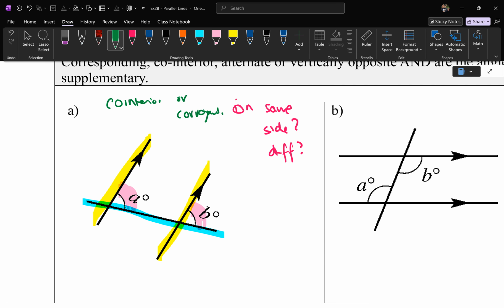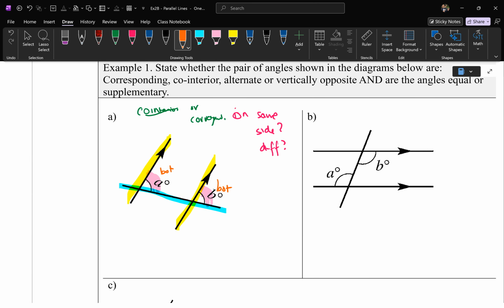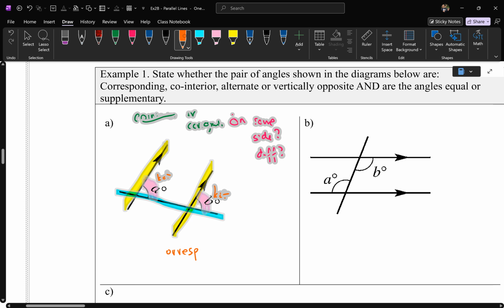For it to be co-interior, what do both angles have to be? On the inside. Now, these are your two parallel lines. A is definitely on the inside, but B is not. B is on the outside. So therefore, it can't be co-interior, and it might be corresponding. So let's check. This is on the bottom of this first line. So this is bottom. Does it copy in the second one? Yes, it does. That's on the bottom, and that's also on the bottom. That's corresponding. Corresponding means you do exactly what they do. So A and B must be corresponding. Does that make sense?